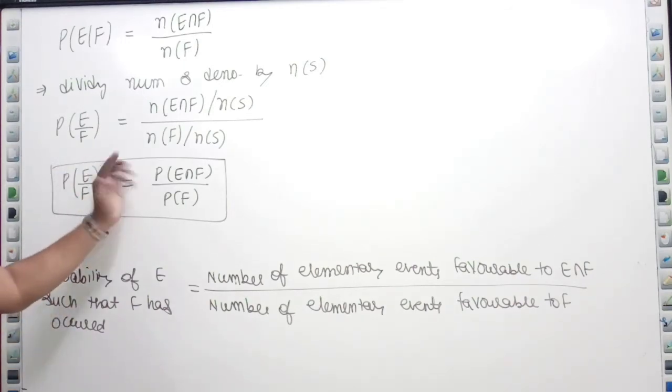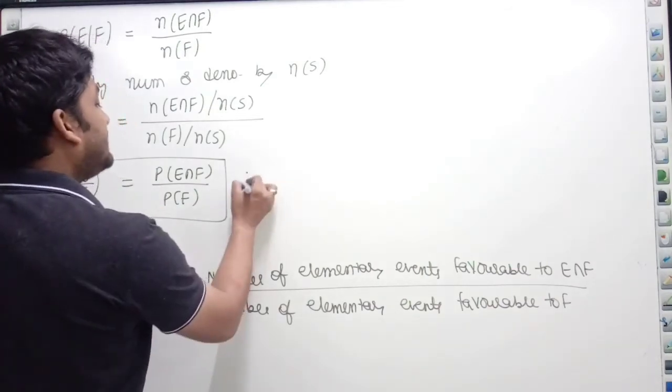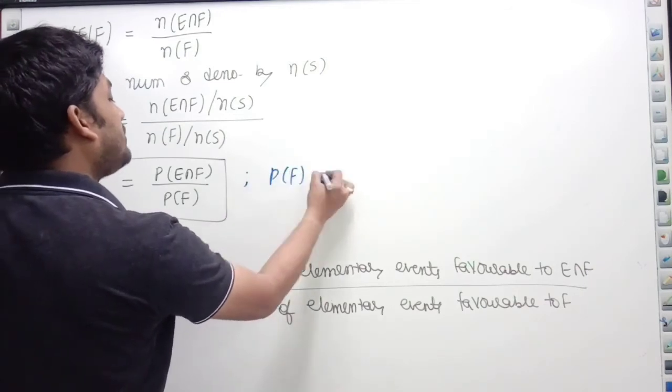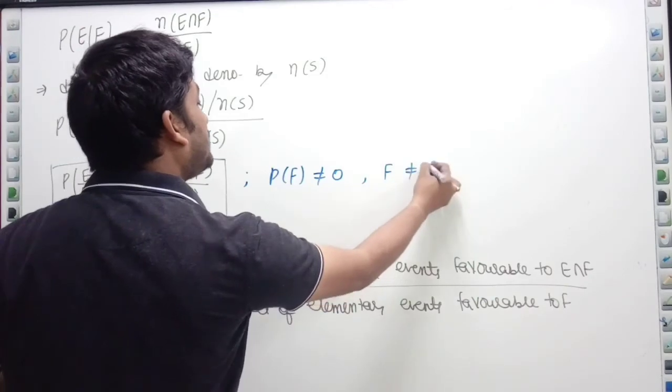Remember this: the numerator will have the intersection, the denominator will have the event which has already occurred. This should be clear that P(F) should not be equal to 0. This means F is not equal to the empty set.